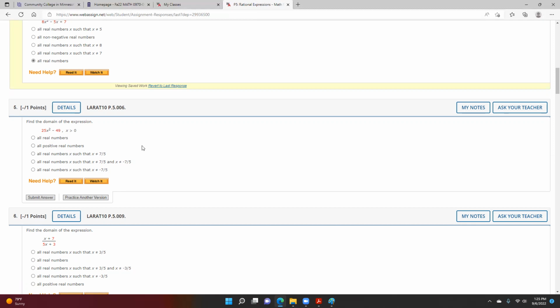Can someone tell me what's the meaning when I say x is greater than 0? Just all the real numbers above 0. And what does that mean when you say all real numbers above 0? Can you tell me, is that all real numbers or positive real numbers? Which one? A, B, C? Give me a second. Yep. So what is your answer here?